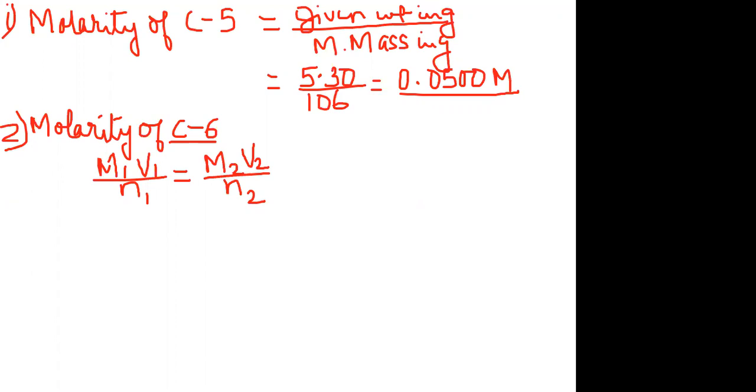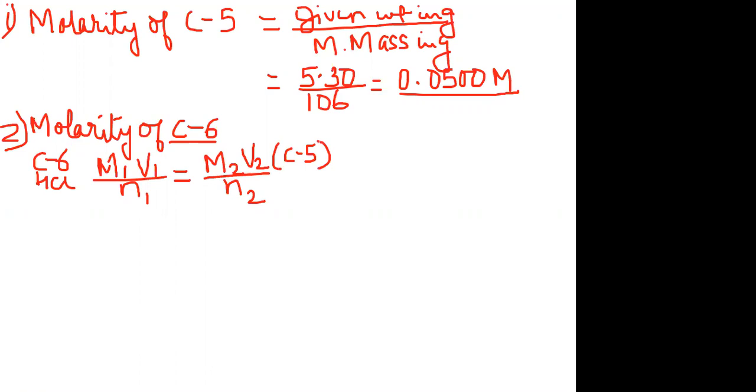So if this is for C6, I will write it boldly here. This is for solution C6, that is for HCl, and this is for C5, that is for sodium carbonate solution. Then it becomes easy for us to substitute.